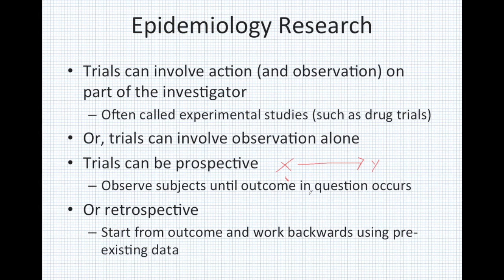On the other hand, trials can also be retrospective. So if here is right now, then the exposure could have happened back here, and then the outcome happened here, but we're looking backwards for all of this data. Often pre-existing hospital data or school data or some sort of public record data is used for this.